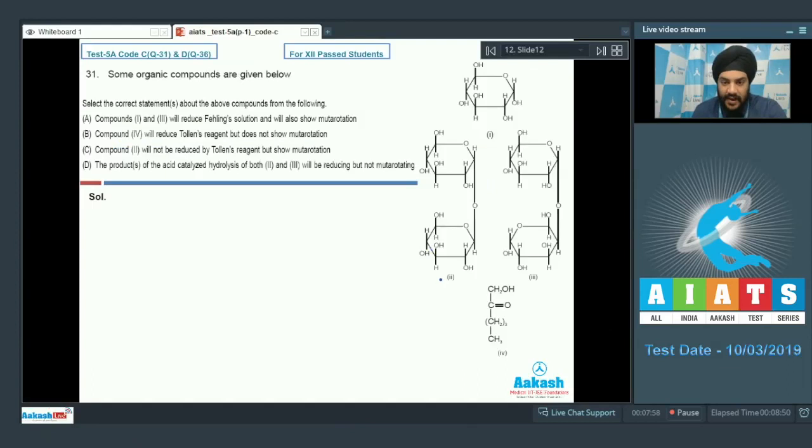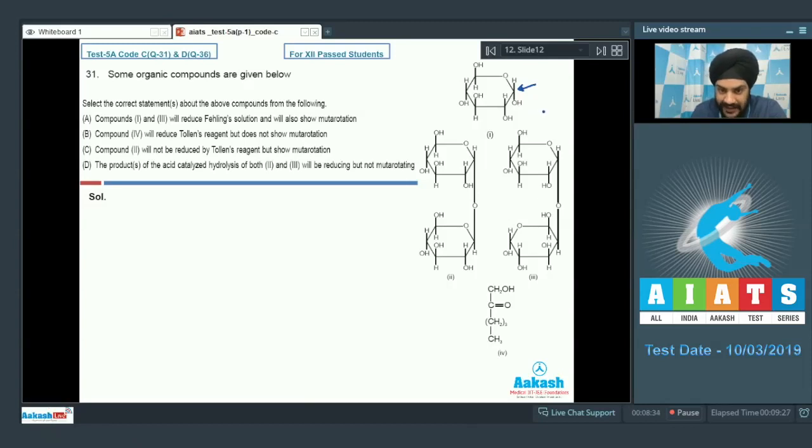Question number 31. Some organic compounds are given below. So students, we have been given those structures on the right. Select the correct statements about the above compounds from the following. So statement A, it says compounds 1 and 3 will reduce Fehling solution and will also show mutarotation. So if we talk about the compound 1, we can clearly see that the compound 1 has a hemiacetal linkage and this will be reducing in nature and will also show mutarotation. So the given statement is correct about compound 1.